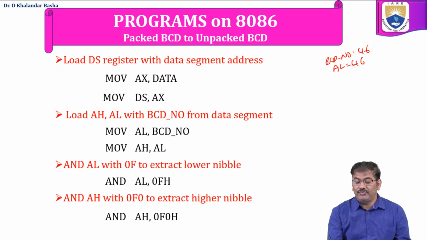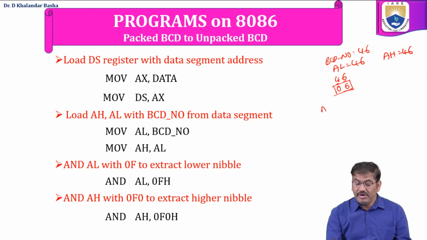So AL will get 46H. Then MOV AH, AL, so we are taking one more copy into the AH register. Next, AND AL with 0FH. The purpose of ANDing with 0FH is, for retrieving the equivalent value from 46, first we have to clear the upper 4 bits and then retain the lower 4 bits. So for getting 06 from 46H, we have to AND with 0FH.